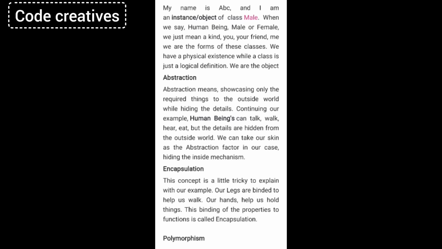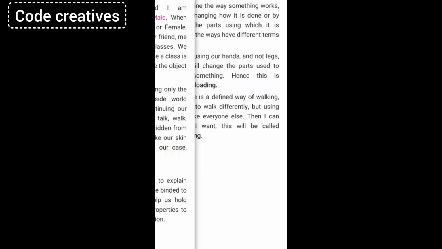Next we have the concept of encapsulation. It is a little tricky to explain. Encapsulation, like its name shows, encapsulates all the things. Let's try to discuss it. Our legs are built to help us walk, as we all know. Our hands help us to hold things, we all know that. So this binding of the properties with the functions is known as encapsulation, and it encapsulates two or more things.